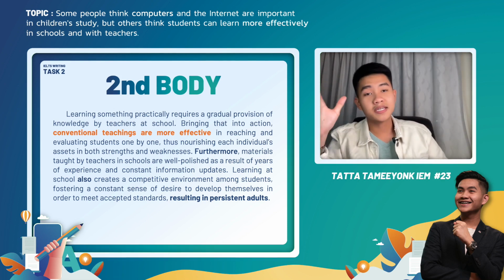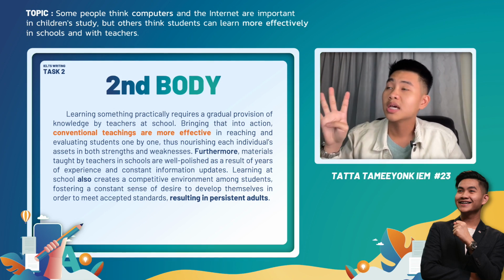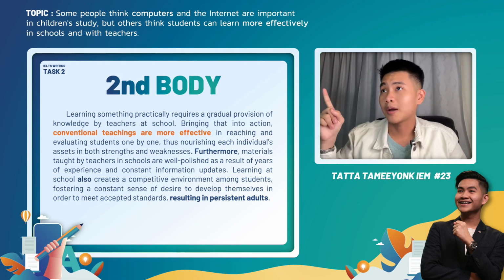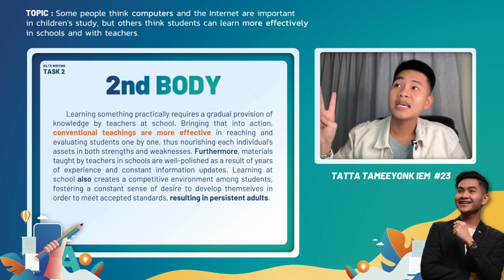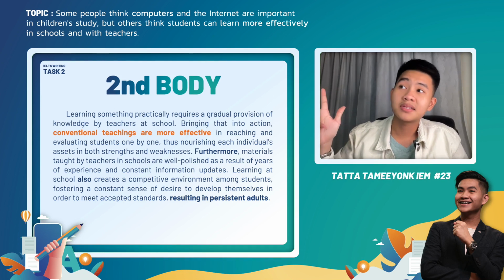Now, in this second body, I have 4 major supports for this paragraph. The first one is that learning at school is more effective in reaching and evaluating students one by one. The second one is that it emphasizes and nourishes the strengths of the student. The third one is that it creates a competitive environment amongst students. And the fourth and last one is that it results in persistent adults.